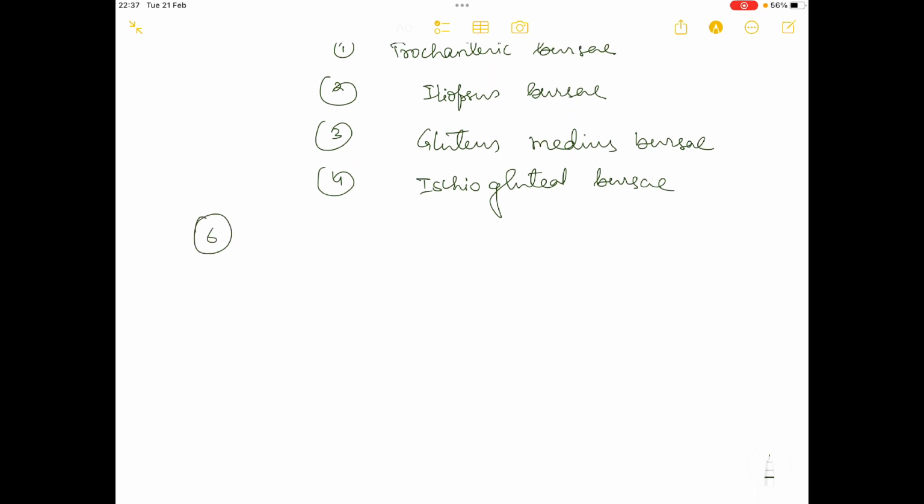The next is the capsule. There is only one capsule present in the hip complex, and that is known as the articular capsule of the hip joint. The next and the last one is the labrum. The labrum is also one, and that is the acetabular labrum.